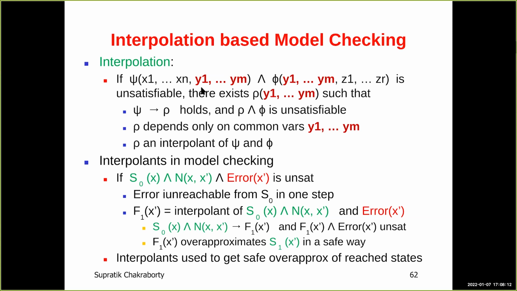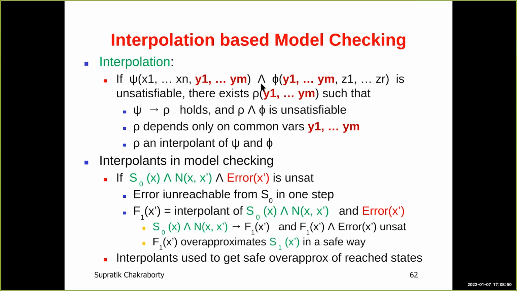So whenever you're setting this to true, there is something that is happening to these variables which is preventing this from becoming true. And similarly, whenever you're setting this to true, there is something that's happening with these variables that's preventing this from becoming true. So basically, there exists a formula on these common variables such that whenever psi evaluates to true, this formula on the common variables evaluates to true, and that formula on the common variables prevents phi from satisfying. Okay, and this rho depends only on the common variables, and this rho is also called an interpolant between psi and phi if psi conjunction phi is unsatisfiable.